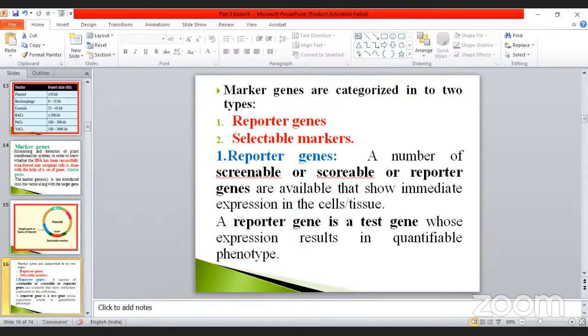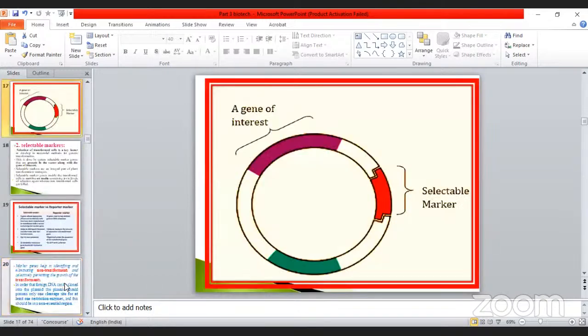The reporter gene is also called a screenable marker or scoreable marker gene. It shows the immediate expression in the cell tissues. A reporter gene is a test gene whose expression results can be measured quantitatively and phenotypically. That is very, very important, my dear. The next one is the selectable marker gene, along with the gene of interest.